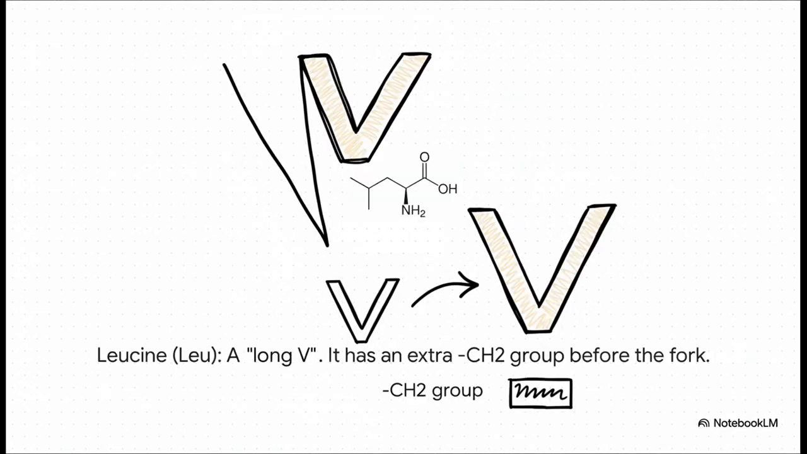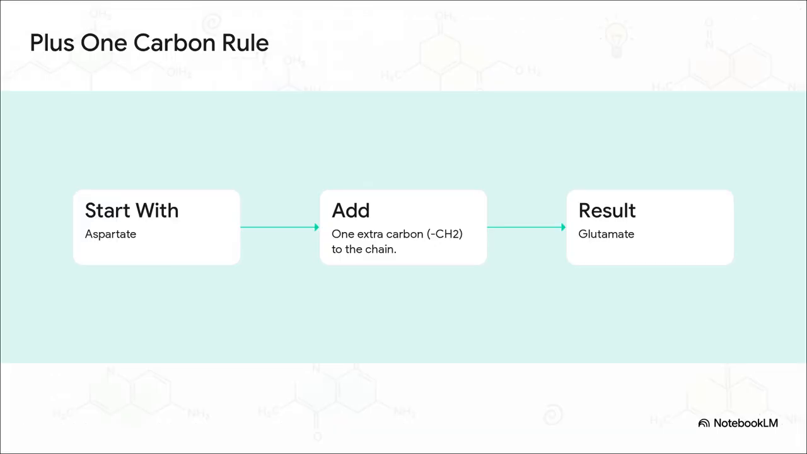Ever. So if that's valine, what about leucine? Well, think of leucine as valine's slightly bigger brother. It has the same V shape at the end, but look, there's an extra CH2 group that connects it to the backbone. So I like to think of it as a long V. It's just 1 carbon longer than valine. Simple as that.